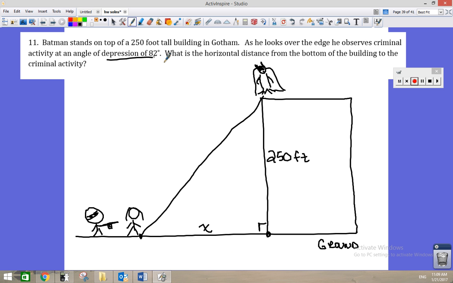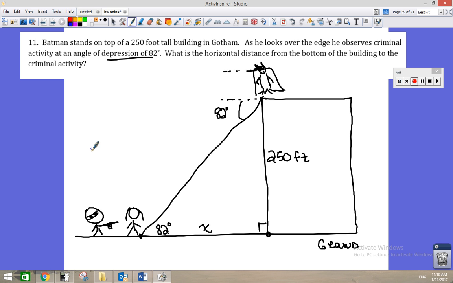Now, the angle of depression: if Batman is just looking out horizontally, when he tilts his head down to see the criminal activity, that's the angle of depression. So this angle right here is 82 degrees. With two parallel lines cut by a transversal, alternate interior angles are congruent. So if he has to tilt his head 82 degrees down to see them, they would have to tilt their head 82 degrees up to look at him eye to eye. All right, so let's come over here and do our work.